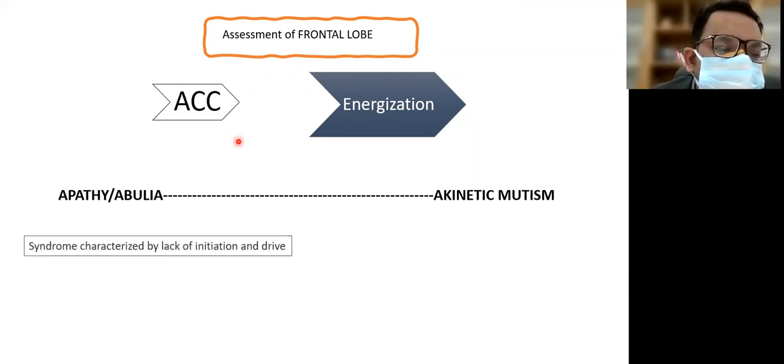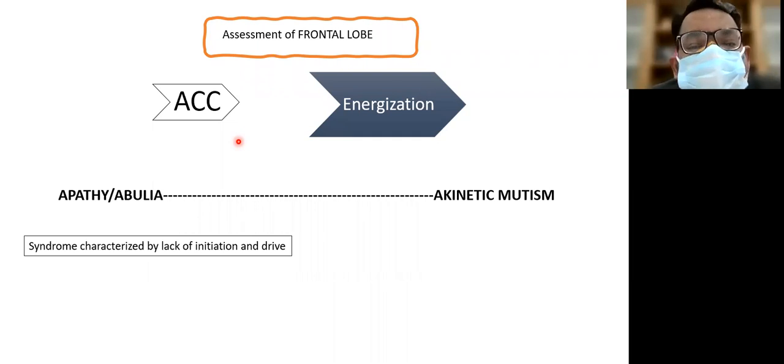Okay, apathy is a syndrome characterized by lack of initiation and drive. The patient will be indifferent, and when we try to talk to the patient, will not show any initiation, and drive will be less. So we say the patient is having apathy, which is the milder variety of anterior cingulate cortex problems. Abulia is a neurological term; psychiatrists will use apathy and neurology uses abulia, so there is not much difference in these two terms.